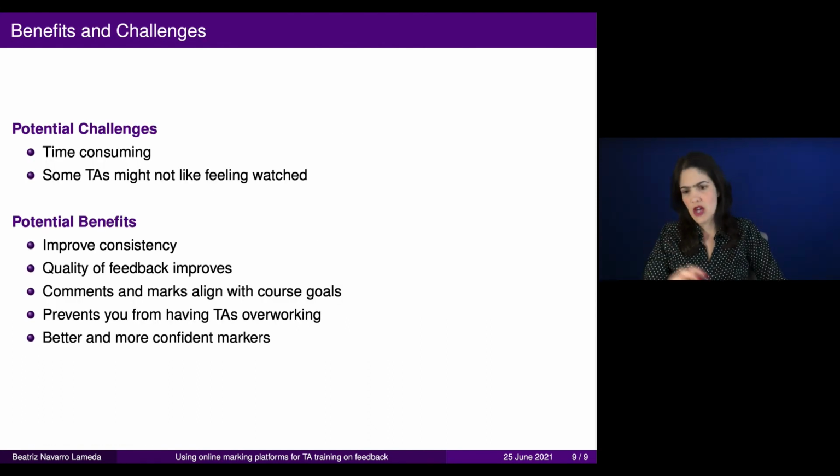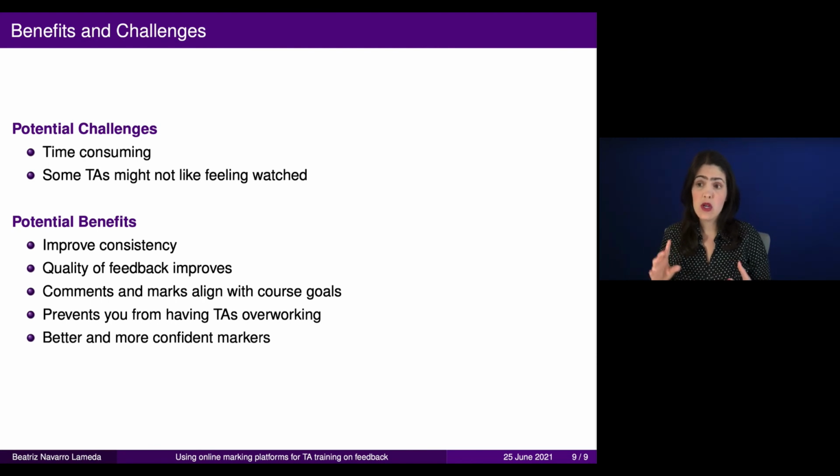So of course there are some challenges and benefits. So potential challenges are that it's very time consuming for the instructor. You have to go over the 20 answers that each TA marked, and sometimes we have a team of 20 or 10 TAs. So it could take maybe 1 hour per TA for each problem set, sometimes more if the questions are difficult or there are many issues with the marking. And some TAs might not like feeling that they're being watched. But I think this is far outweighed by all the benefits.